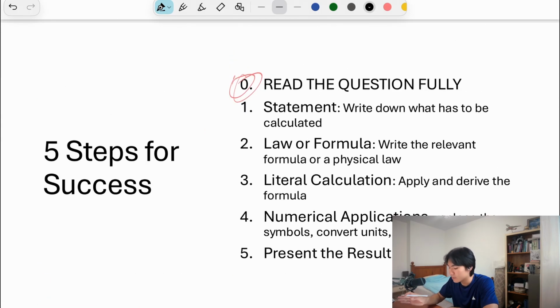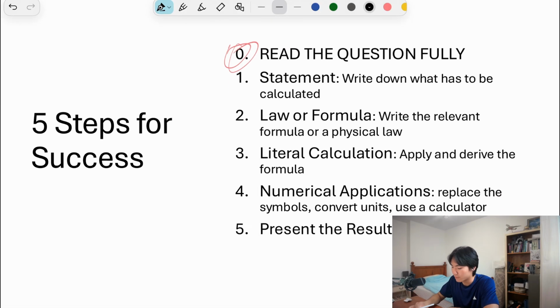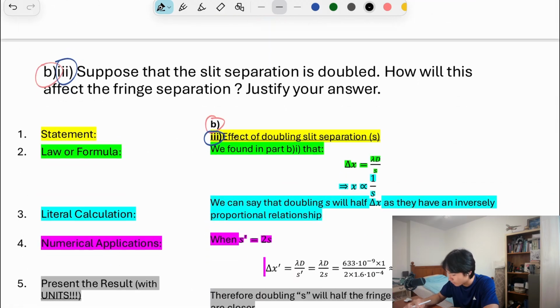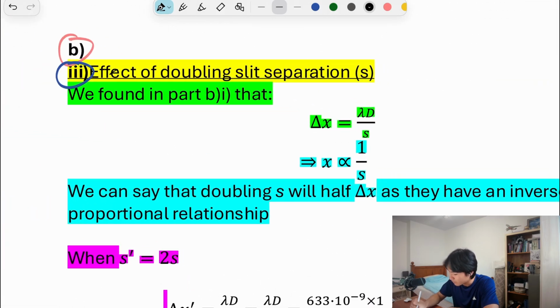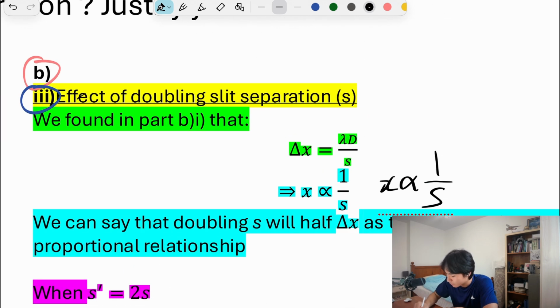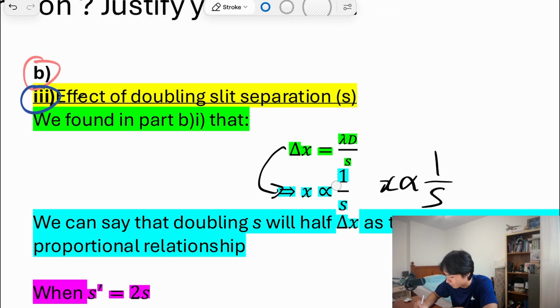And then the third step is a literal calculation. This part means that you should answer the question using the given values. So for example, in this instance here, from this relation, you can derive that numerically, x is directly proportional to 1 over s. So from this formula to down here, we can see that since s is down here, x is directly proportional to 1 over s.